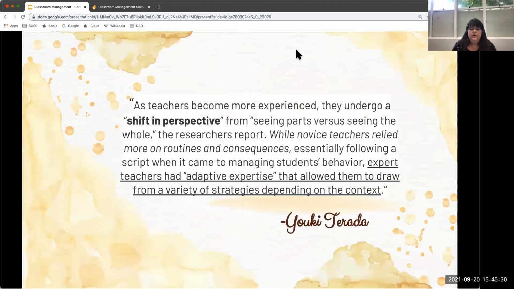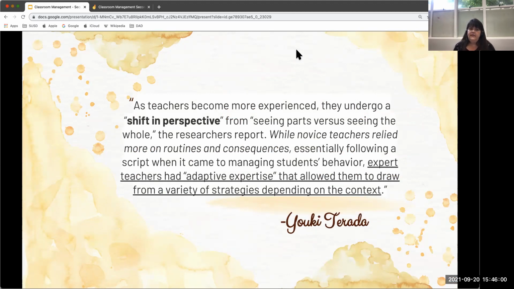All right. So I really like this quote. As teachers become more experienced, they undergo a shift in perspective from seeing parts versus seeing the whole. So they're not looking at just the components, they're looking at the whole kid. While novice teachers relied more on routines and consequences, essentially following a script when it came to managing student behavior, expert teachers had adaptive expertise that allowed them to draw from a variety of strategies depending on the context.